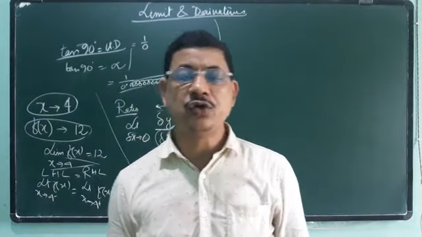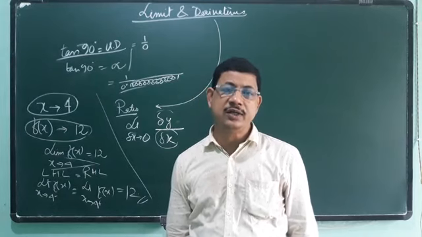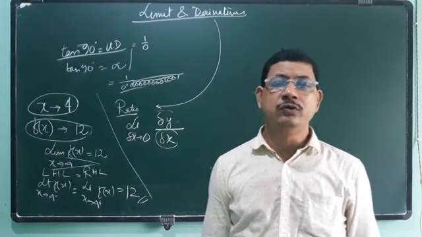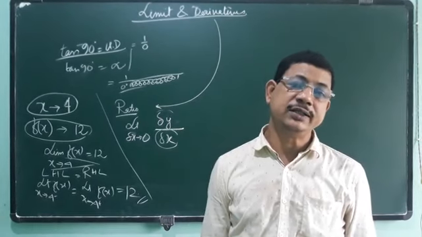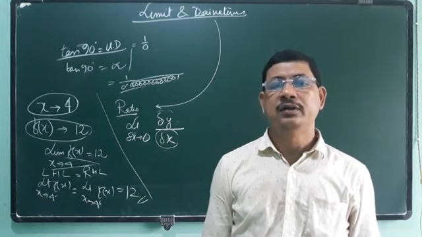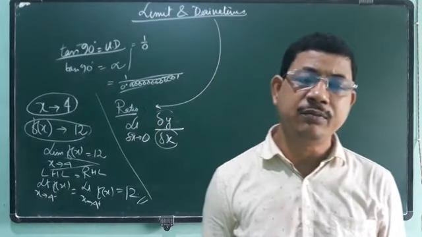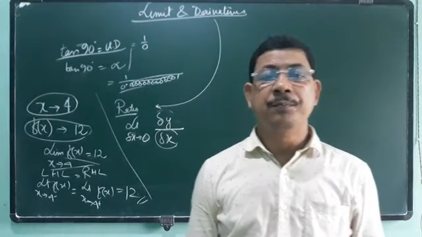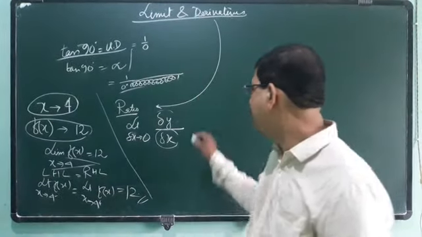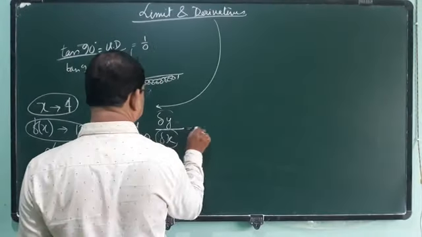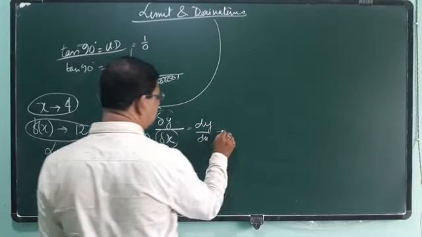Derivative is a ratio of change in the dependent variable with respect to a very small change in the independent variable. Derivative is a ratio of change in dependent variable by very small change in independent variable. So this is our derivative and this is our dy by dx. Sometimes this can be written in short form.